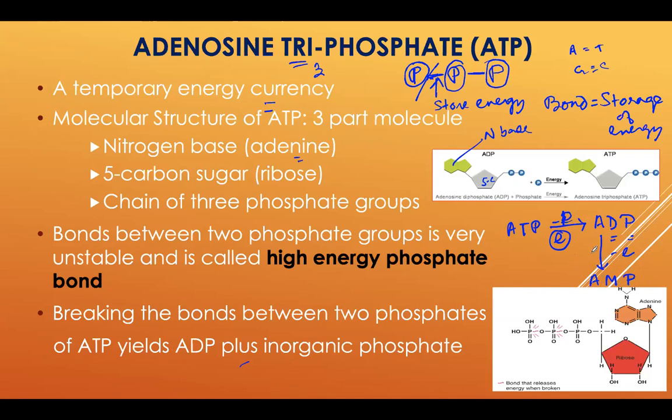But on the other hand, AMP can add one phosphate with the help of energy and convert into ADP. At the same time, ADP can add one phosphate group and convert into ATP. So the cell utilizes all these three chemical reactions whenever it needs, based on demand and supply.